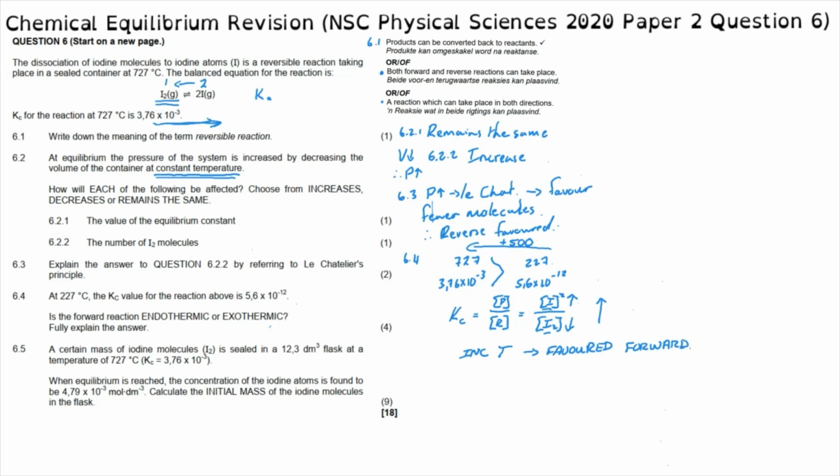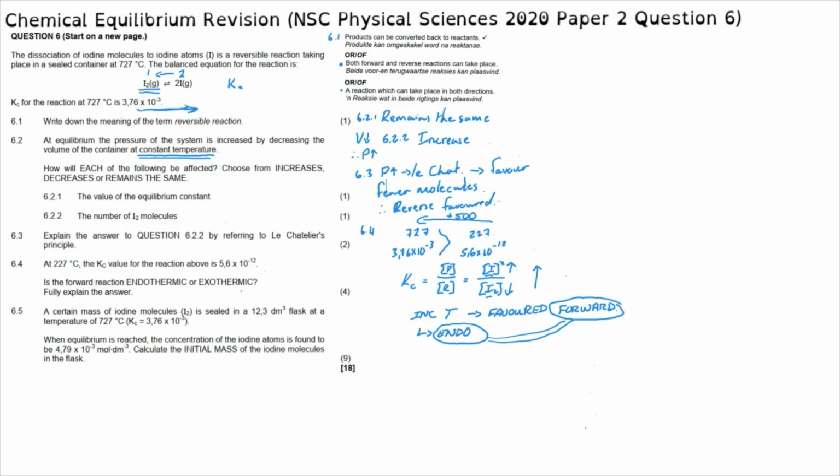And now finally, we need to see that when we increase the temperature, we would typically favor the endothermic reaction by Le Chatelier's principle. An increase in temperature would encourage the reaction to try to undo that change, therefore favor the endothermic reaction, and therefore we can say that since the forward reaction was favored with an increase in temperature, the forward reaction must be the endothermic reaction.